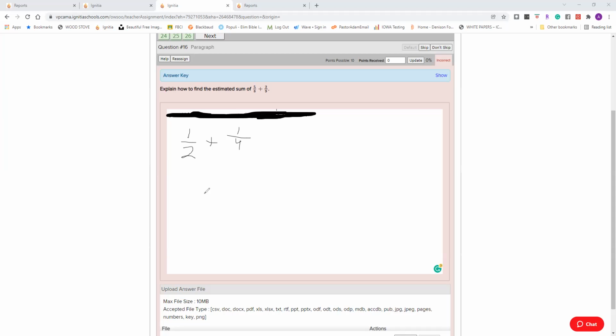So now we can solve this. Of course, we have to have a common denominator. The common denominator would be 4. So we would change the 1/2: we multiply it by 2 on both top and bottom, and it becomes 2/4. So we can go 2/4 plus 1/4 equals 3/4. So we've estimated that. Or we can just know that 1/2 plus a quarter is going to be 3/4.